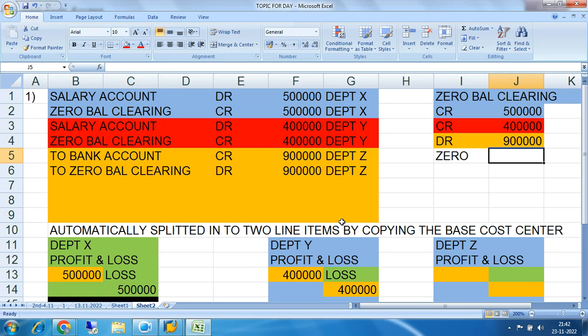Every month there is no balance. Because of the nature of this GL account, it only helps to prepare the segment wise profit and loss account, segment wise balance sheet, or profit center wise profit and loss account, profit center wise balance sheet. Without this GL account, no organization will be able to prepare a full-fledged profit center wise balance sheet, profit center wise profit and loss account, segment wise balance sheet, and segment wise profit and loss account. No organization will be able to do it.